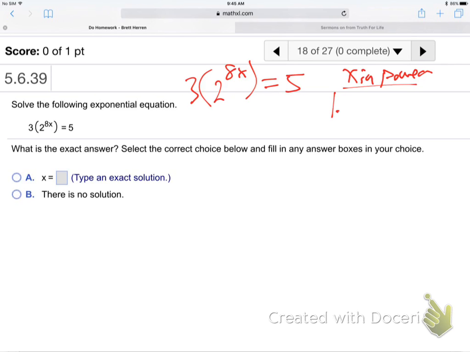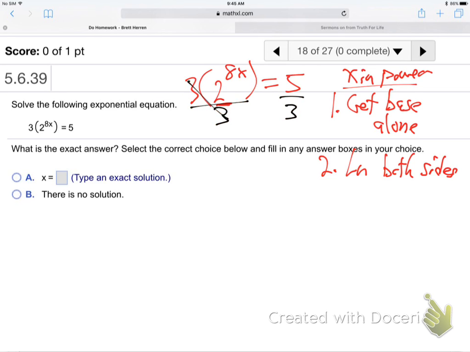But first, I didn't mention last time, you have to really get the base alone. First get the base alone, then ln both sides. What do I mean get the base alone? Well, the base is 2, and we got to get rid of that 3. Because if you do the ln right now, that 3 will kind of mess you up. So get that 3 out of there first. Now ln both sides. So you have to get the base power thing all isolated, then ln both sides on that.